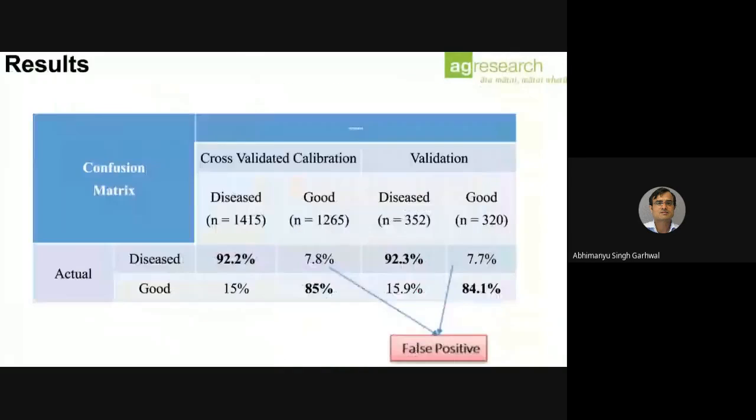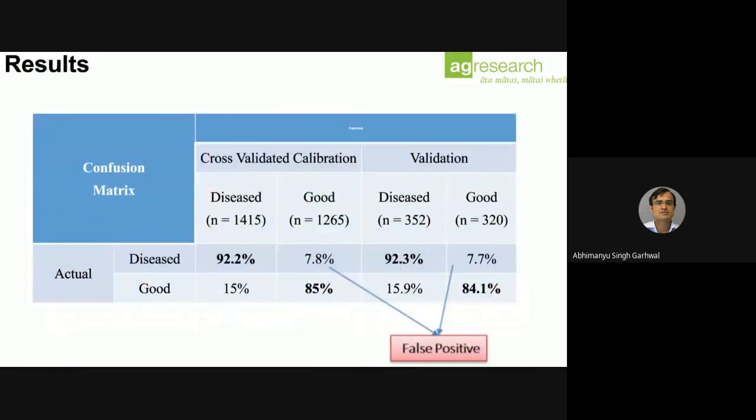So the accuracy, the cross-validated calibration for diseased is 92.92%. For the validation it is 92.3%. So it is almost a very good accuracy. But there is still a false positive, where disease is treated as good. That we have to improve, and we improved it as well using convolutional neural network and 3D CNN. But that's the next stage of this project that we did already, and it's in the process of writing a paper.